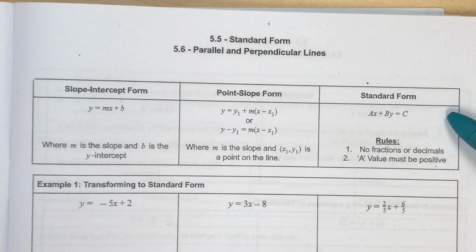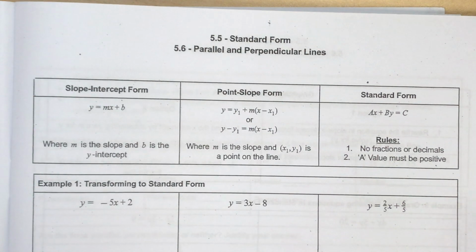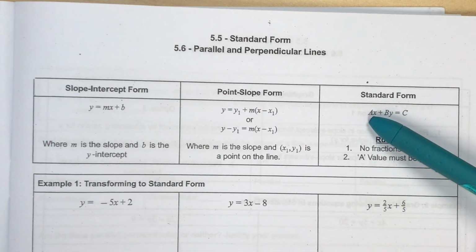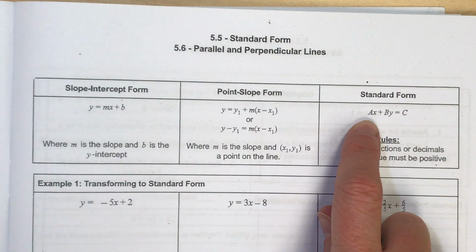Number one is that you are not allowed to have fractions or decimals in your equation at all. You need to have whole numbers or integers. And for number two, your a value in the front, which would be the coefficient in front of the letter x, has to be positive. So your lead term has to be positive.